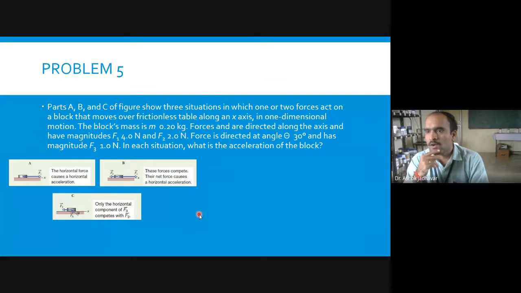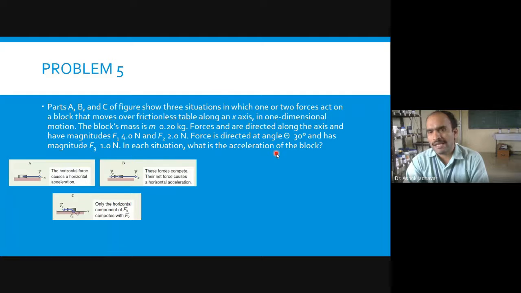Part A, B, and C of a figure shows three situations in which one or two forces act on the block that moves over a frictionless table along the x-axis. In one-dimensional motion, the block mass is 0.20 kg. Forces F1 and F2 are directed along the axis and have magnitudes F1 is equal to 4 Newton, F2 is 2 Newton. Force F3 is directed at an angle theta of 30 degrees and has a magnitude of 1 Newton in situation C. What is the acceleration of the block?